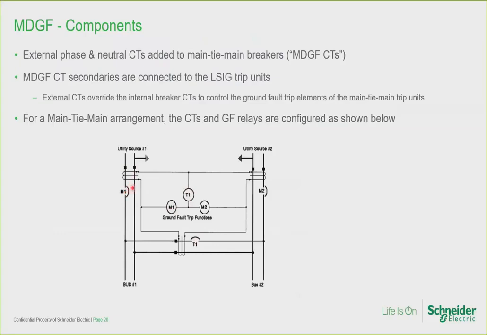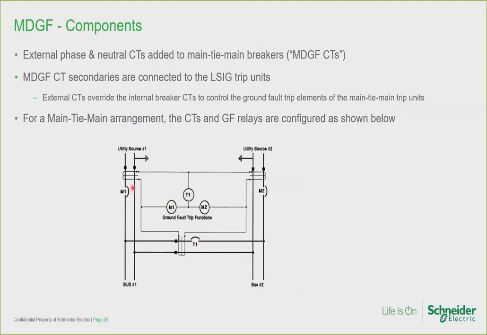each of these 3 breakers has internal CTs to monitor for phase over current protection. These external CTs override the internal breaker current sensors to control the ground fault element, or G element, of the main-tie-main LSIG trip units. So the long time, short time, and instantaneous phase over current protection elements, or LSI elements of the trip unit, continue to receive their current sensor inputs from the 3 internal current sensors in each breaker.